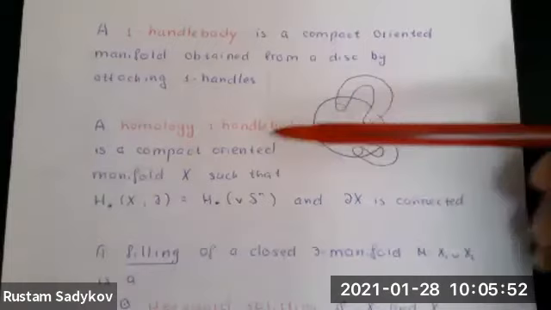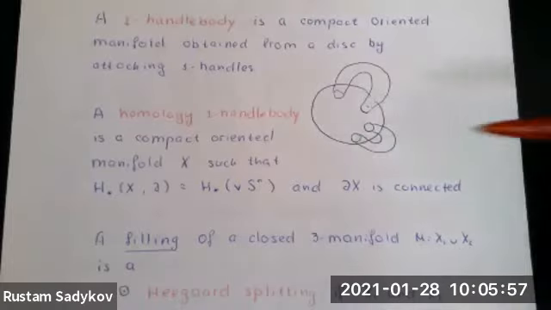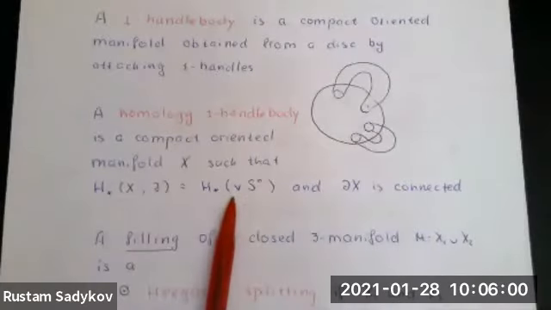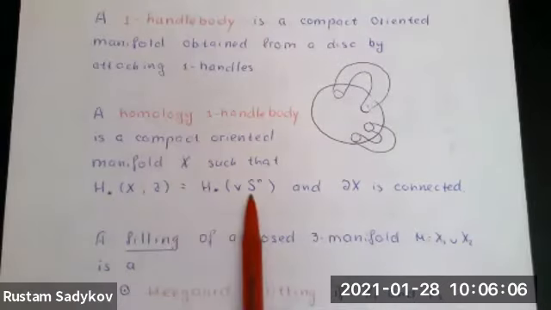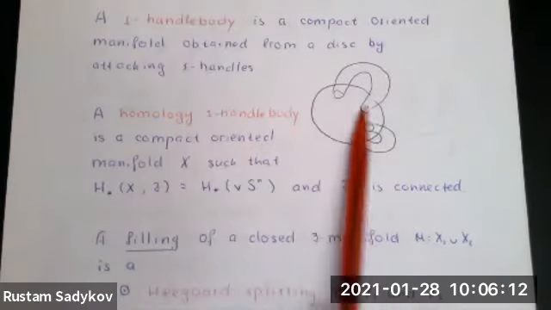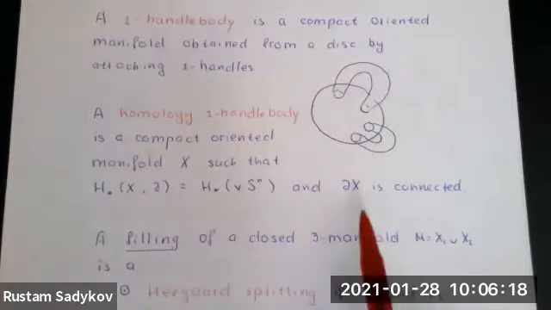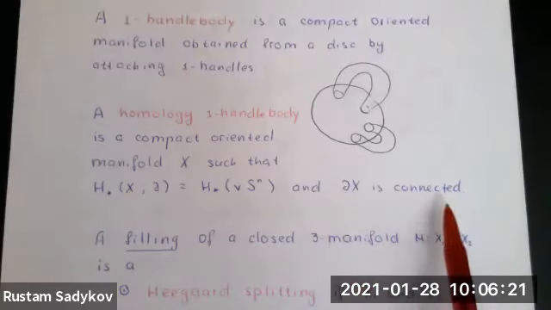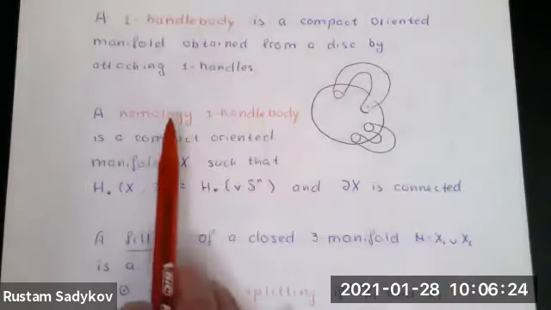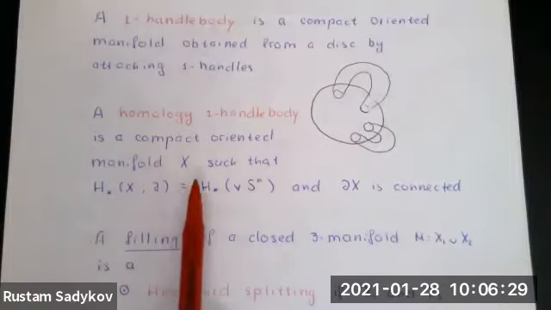So a homology 1-handlebody means that we have again a compact oriented manifold. It should have the homology type of the 1-handlebody. So its homology should be the same as the homology of a wedge of spheres, because the homology of a 1-handlebody is the homology of a wedge of spheres. So here we also require that the homology is the same. And also additionally, we require that the boundary is connected. So a homology 1-handlebody is a compact oriented manifold with connected boundary such that it's homologically the same as a 1-handlebody.